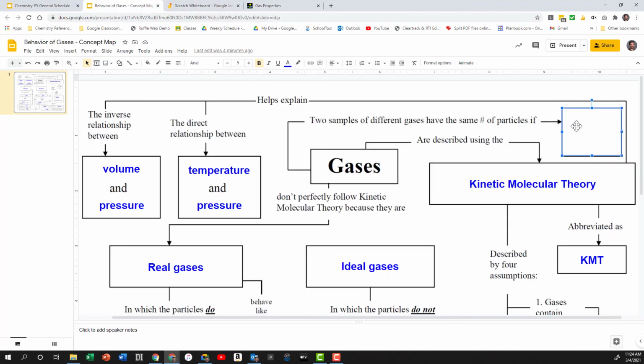So let's go back over here, and we'll say the pressures, temperatures, and volumes are the same in each. So all you have to do is make sure that all of those things are equal in each sample, and they will have the same number of particles.